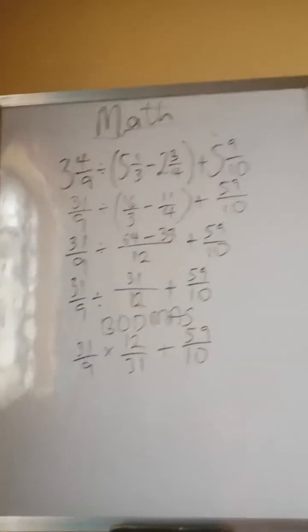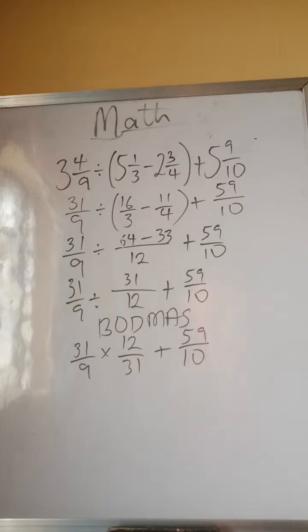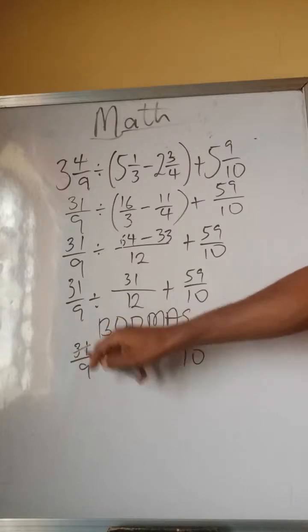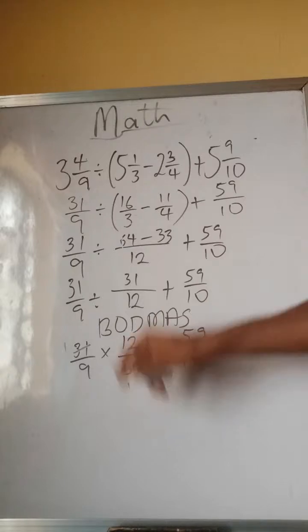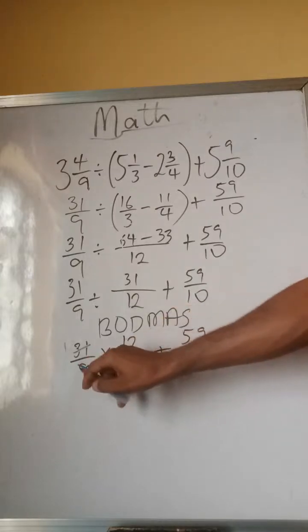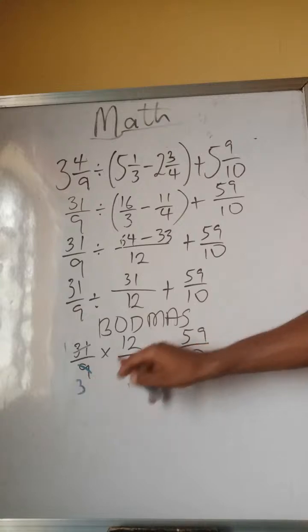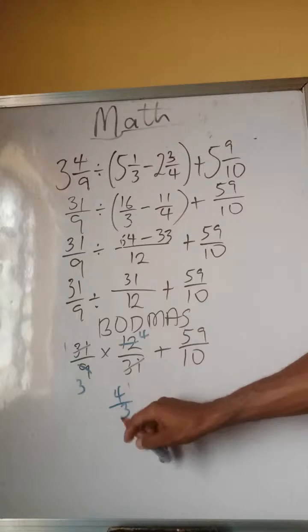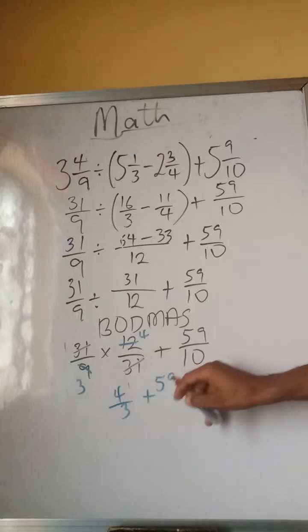Right, let's move on. We'll sort things out here by eliminating the 31. 31 and 31 will have 31 in common. So here 1 and here 1. The same applies between 12 and 9. 3 goes into 9 to give you 3, and 3 goes into 12 to give you 4. So that leaves you with 4 over 3 plus 59 over 10.